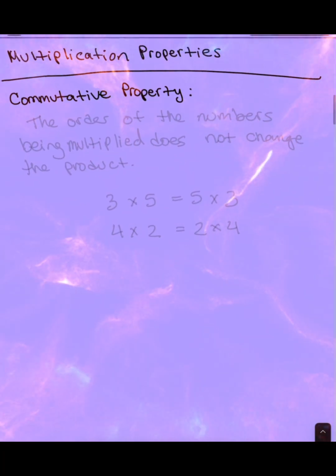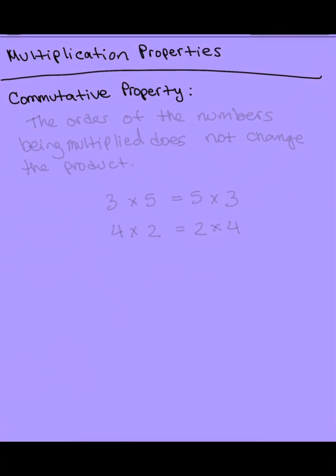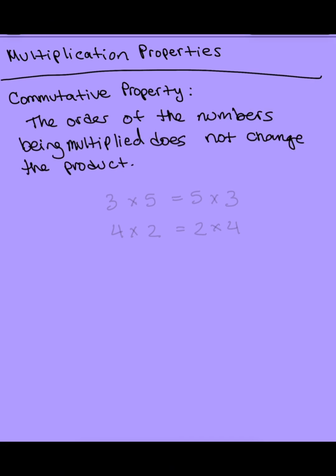Now let's look at some multiplication properties. Just like addition, multiplication also has the commutative property. The commutative property for multiplication states that the order of the numbers being multiplied does not change the product. Remember, the product is what you call the value you get when you multiply two numbers.